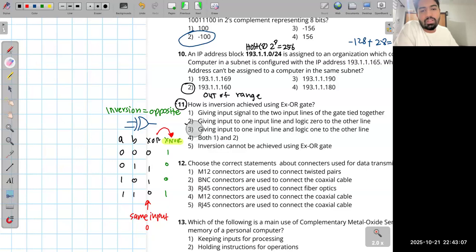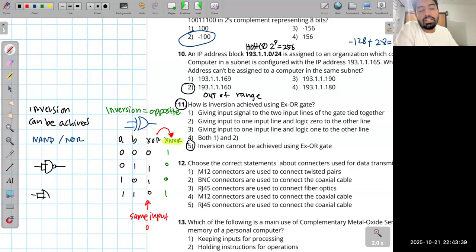So most of the time, inversion cannot be achieved using an XOR gate. Inversion can be achieved using a NAND and NOR gate. If you tie the NAND gate, you get the inversion. If you tie the NOR gate, you get the inversion. If you send A, your answer will be A bar.